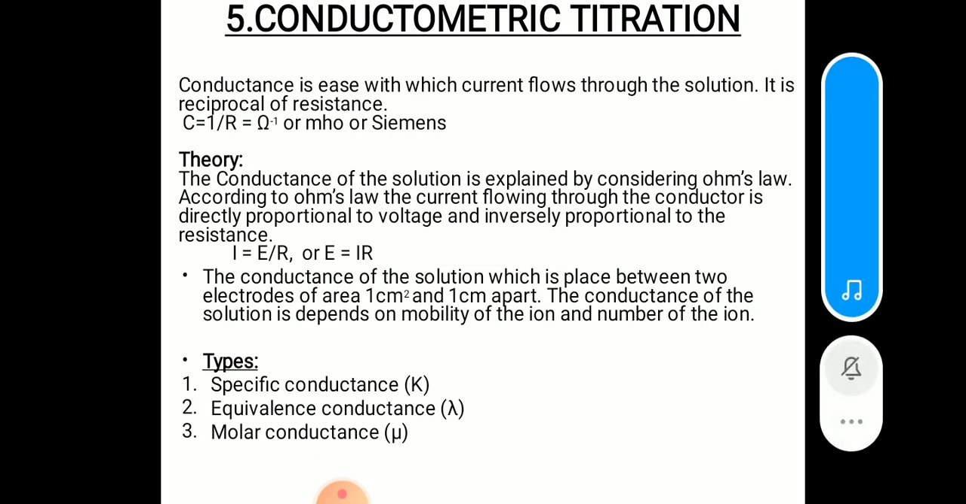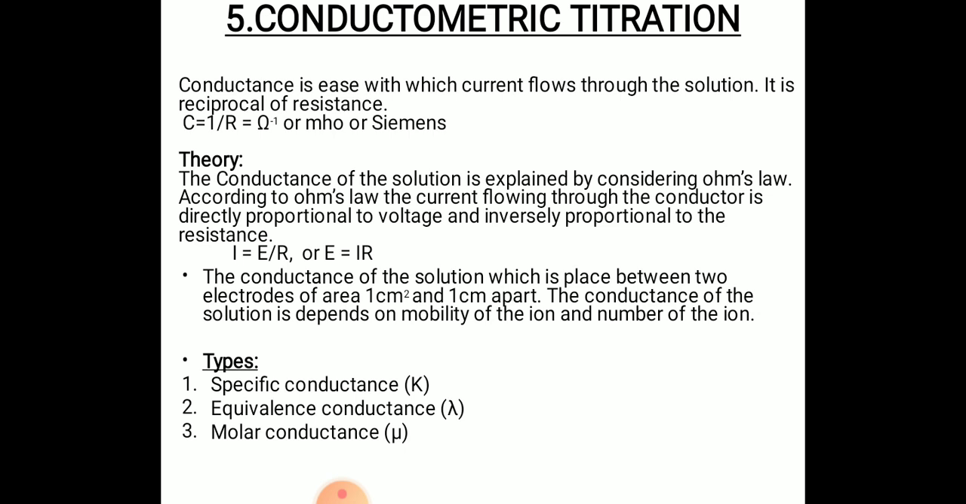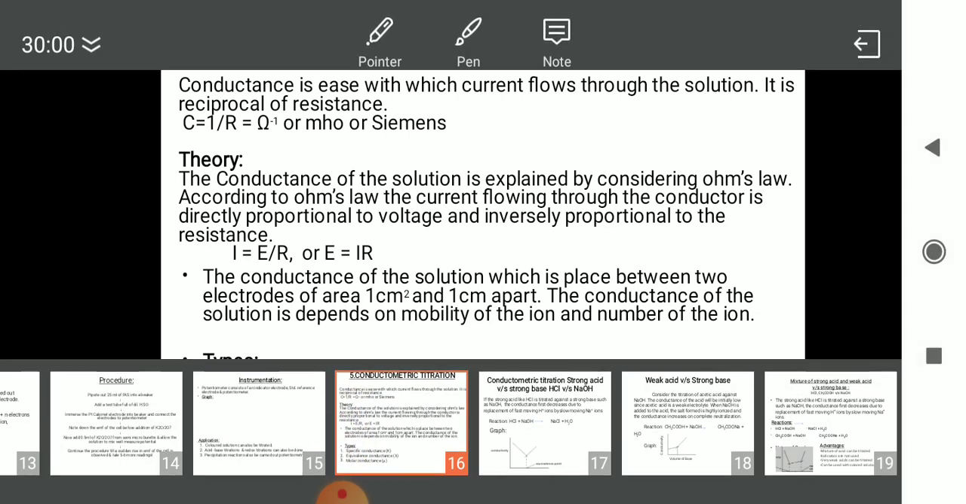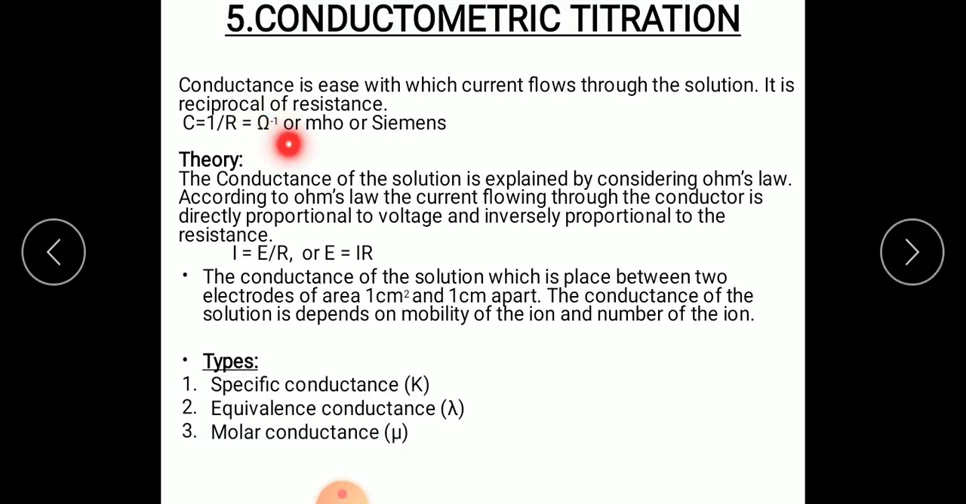Conductance is nothing but the current that flows through the solution. The mobility of H+ ions or any ions gives the conductance. This is the reciprocal of the resistance, so conductance C is given by 1 by R. The unit of conductance is ohm inverse, or you can also say mho, or Siemens is also the unit of conductance.